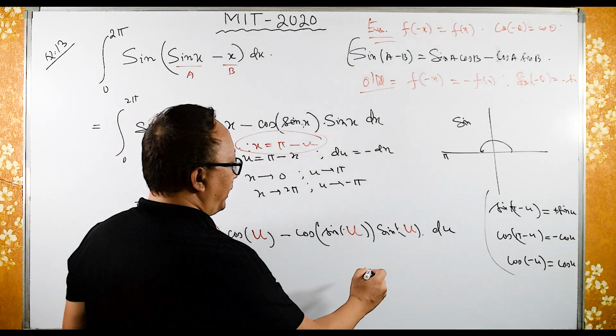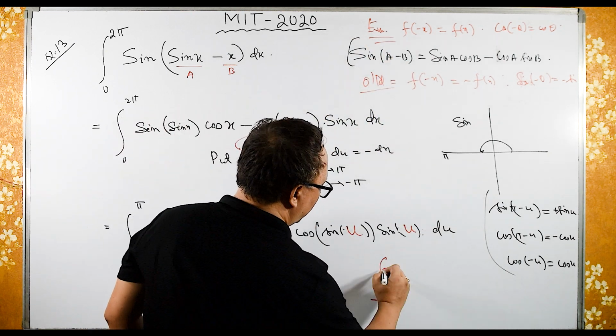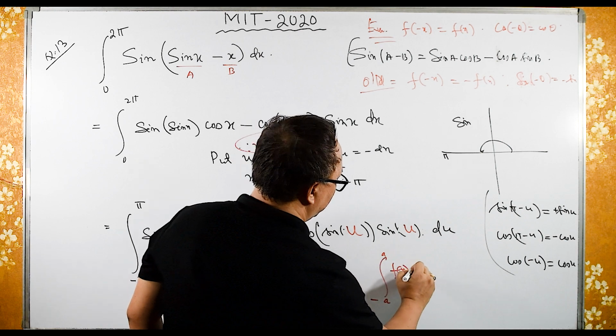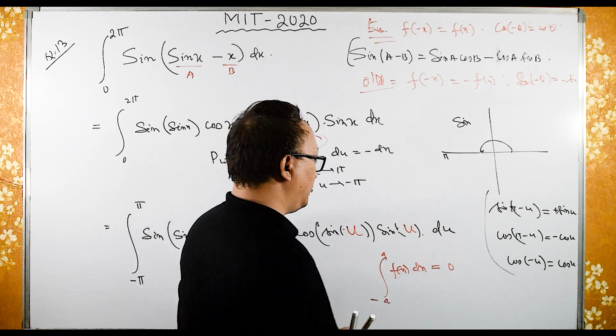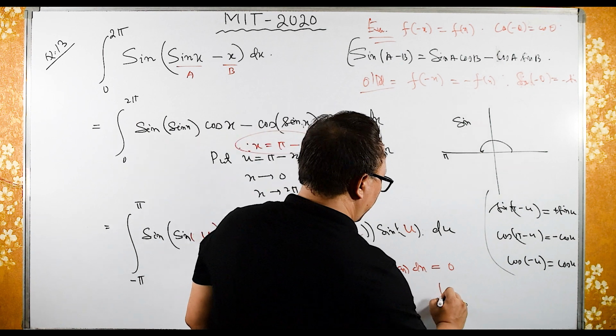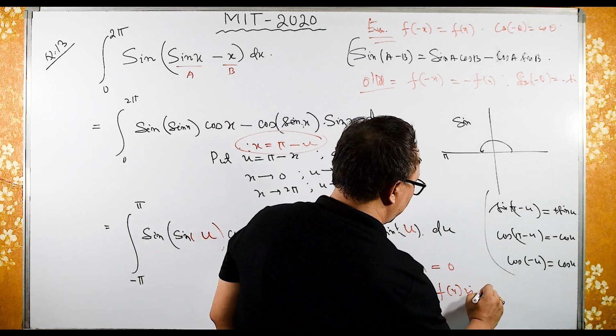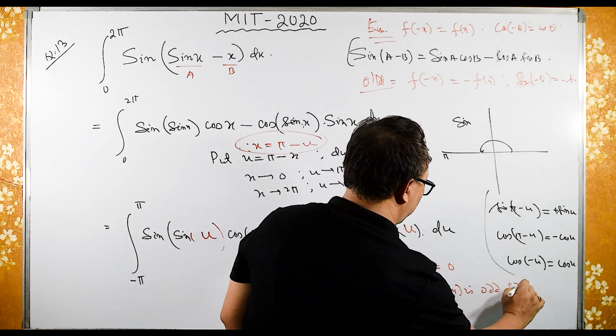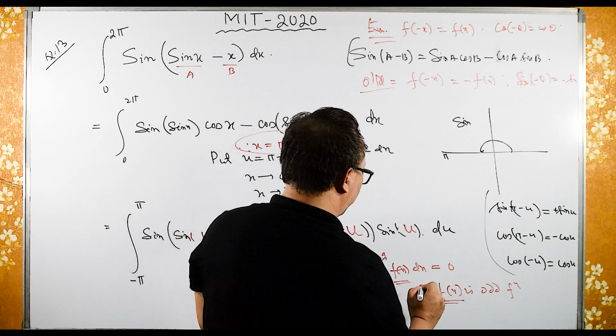And then we have the formula: the integral from minus a to a of f of x dx equals 0 when f of x is an odd function.